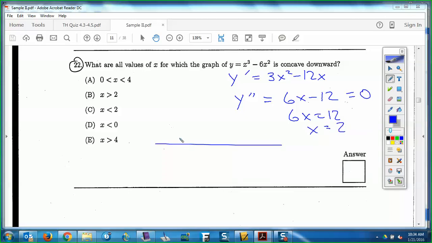It's our only possibility. We put that on a y double prime number line. Pick a number here, pick a number here. Here's our second derivative. We plug it in, put a 1 in here. 6 minus 12 is negative. Put in a 3. 18 minus 12 is positive. So this graph is concave down to the left of 2.